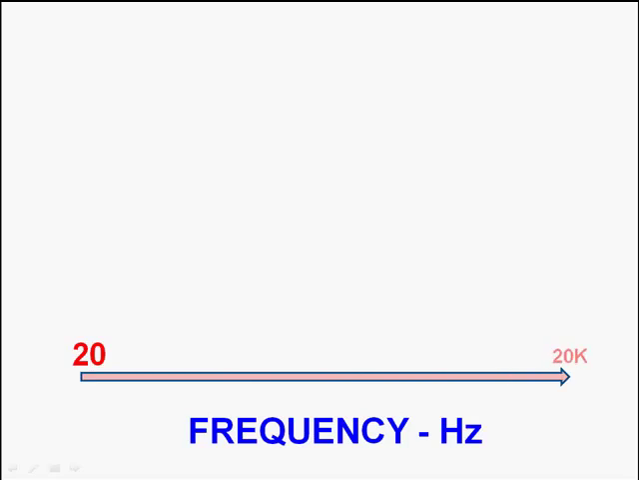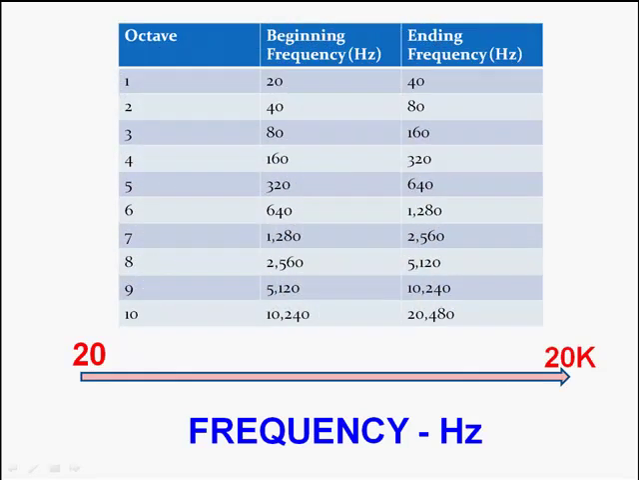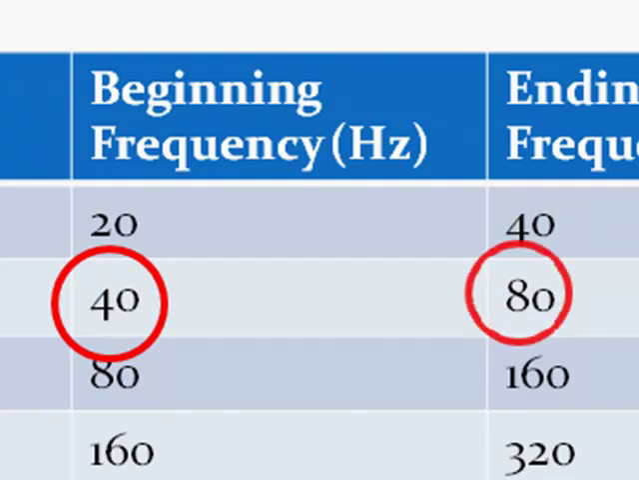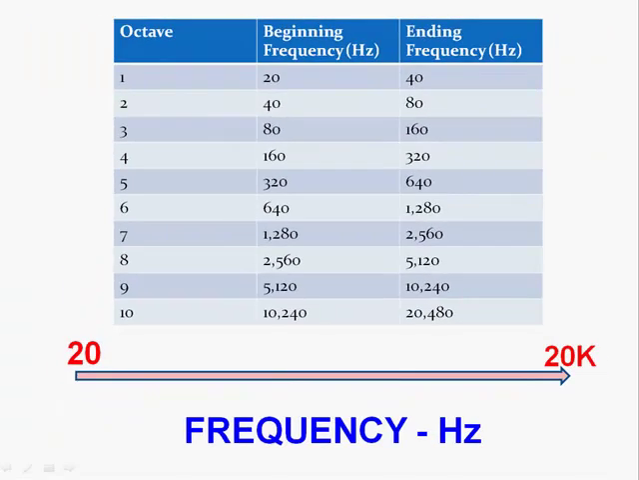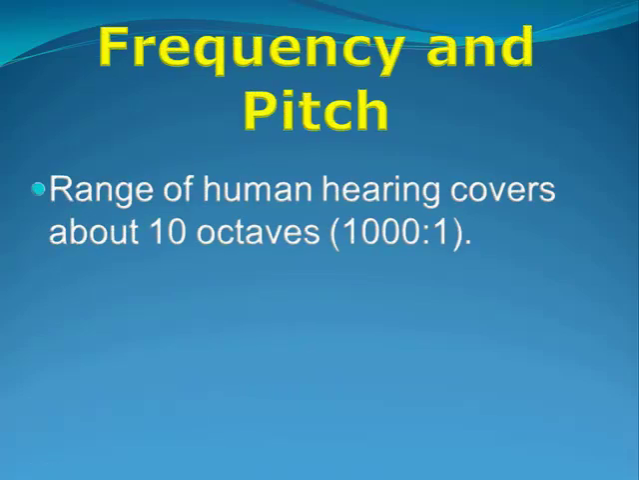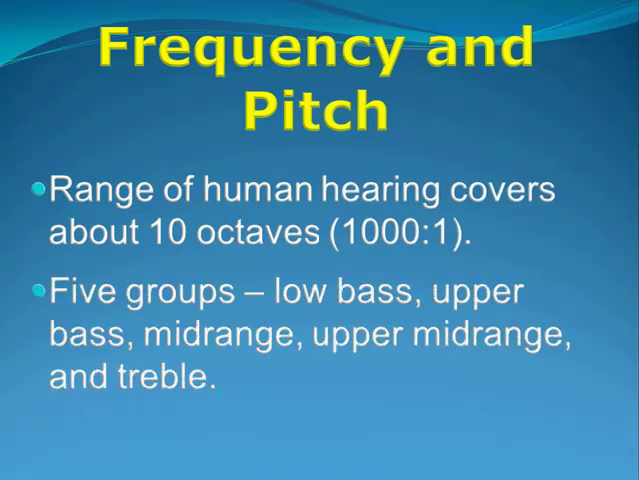With a frequency spectrum of 20 to 20,000 Hz, the first octave for human hearing begins at 20 Hz. We notice that the beginning of the second octave begins at twice that, or 40 Hz. So the beginning of each octave is exactly twice the frequency of the previous octave. And we see that the range of human hearing covers 10 octaves. We'll divide these octaves into 5 groups or bands of frequencies: low bass, upper bass, mid-range, upper mid-range, and treble.